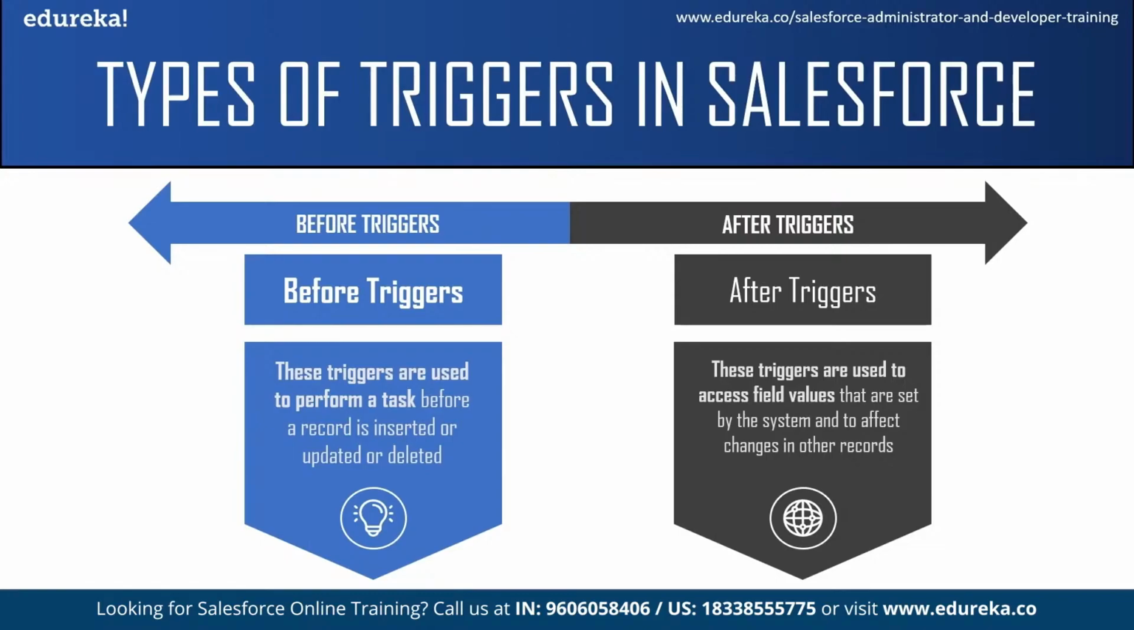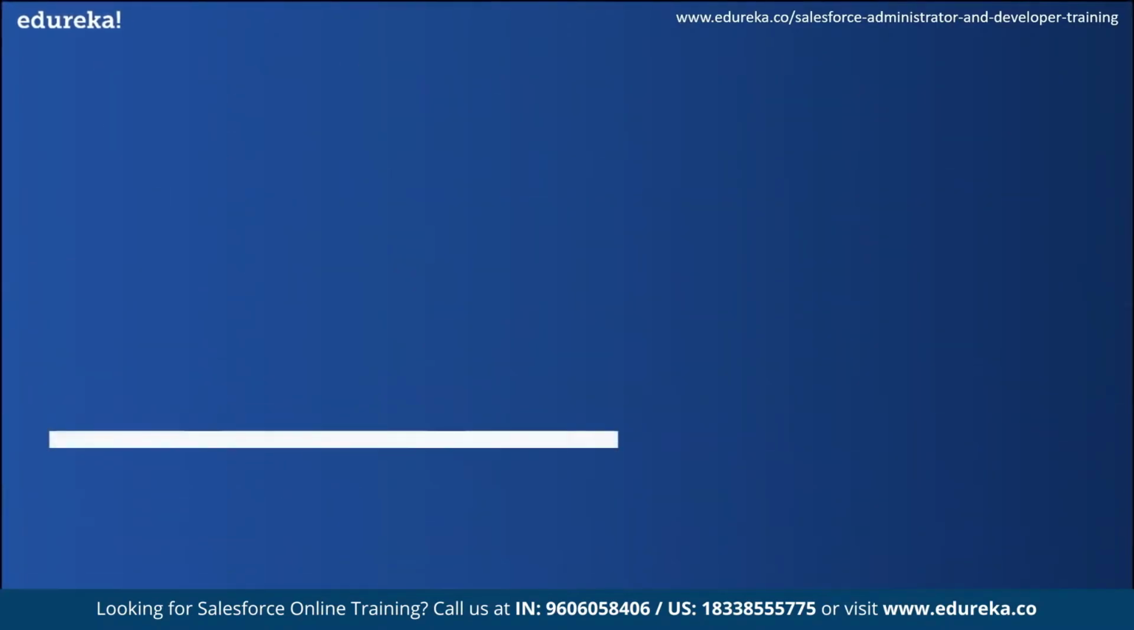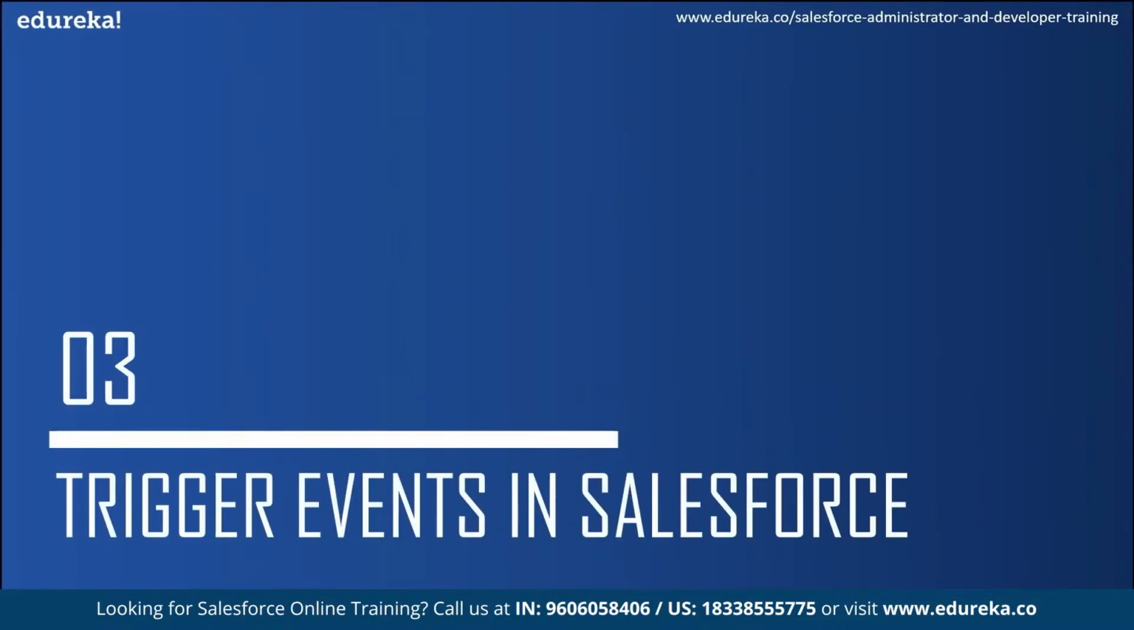Next, after triggers are used to access field values that are already set by the system, such as a record's ID or date or phone number field, and to affect changes in other records as well. These triggers are usually used to update or validate record values after they are saved to the database. Also, after triggers are read-only. You cannot make any changes to them. So these were the two types of triggers in Salesforce. Now let us move on to the next topic and understand what the trigger events in Salesforce are.